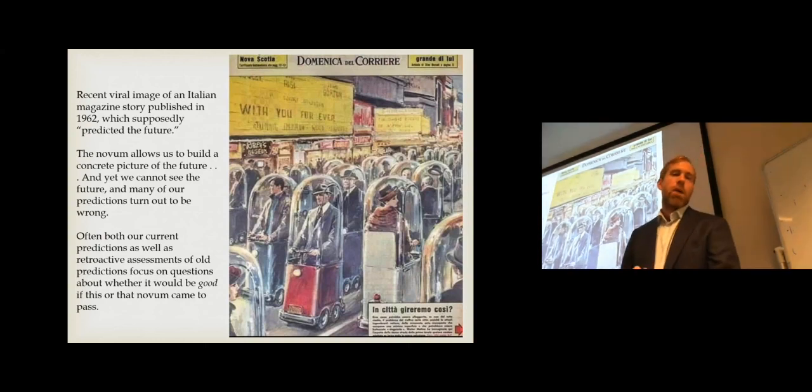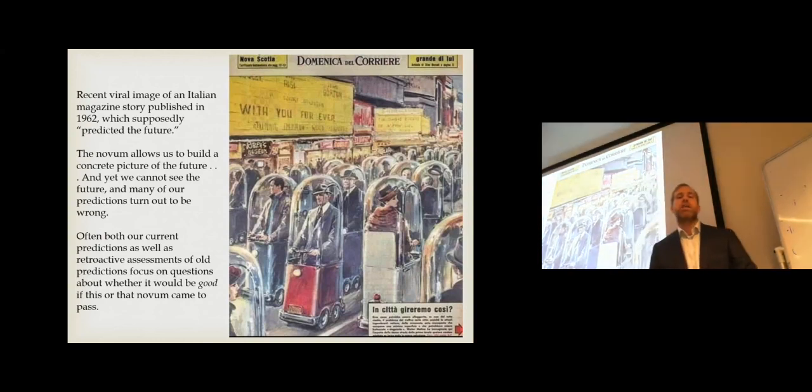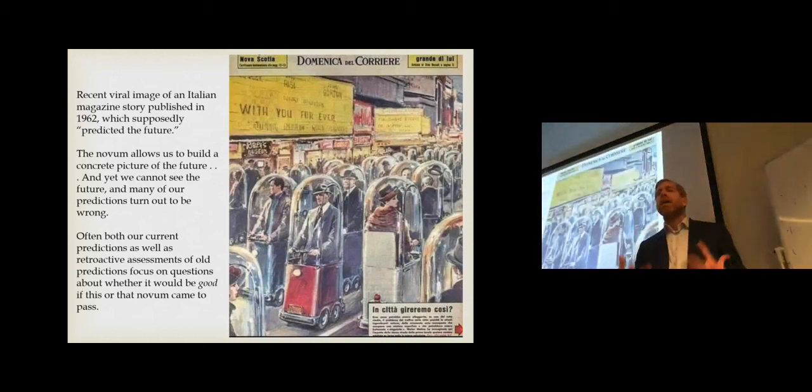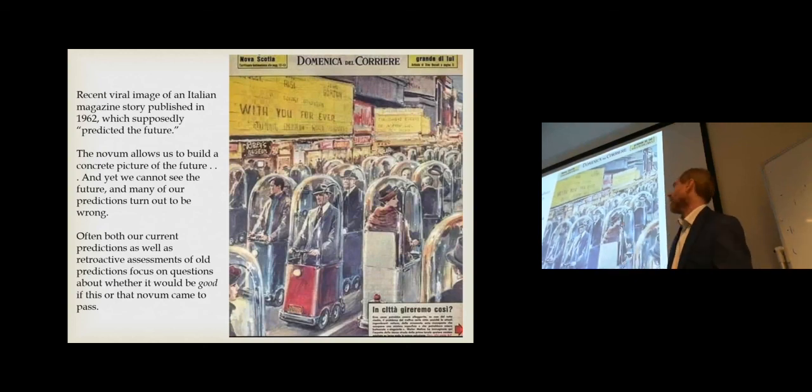I say there at the bottom, often both our current predictions as well as retroactive assessments of old predictions focus on questions about whether it would be good if this or that novum came to pass. So things are brought into that sort of political and ethical domain. That's why I say this story is really fitting, because it's a story that ends up being about COVID restrictions and measures and social distancing. And there's this idea, well, this magazine predicted it. Is this a good vision of the future or a negative vision of the future?